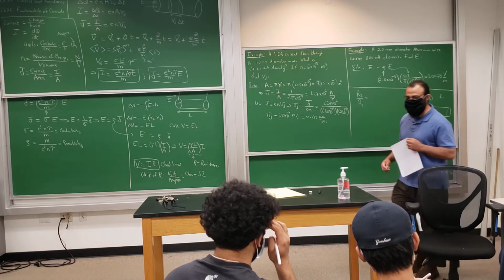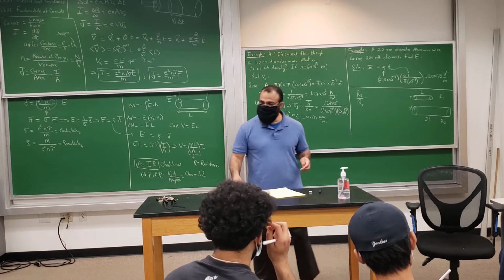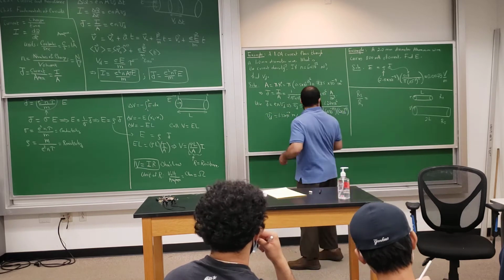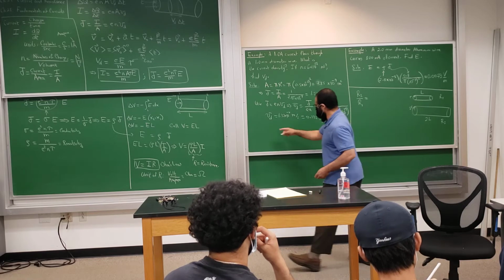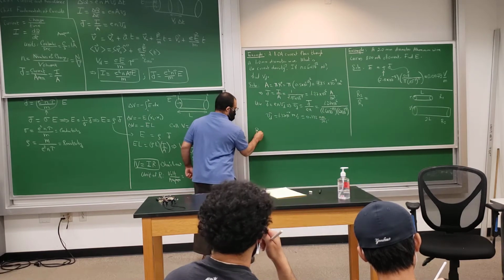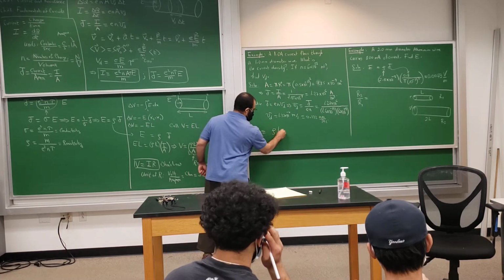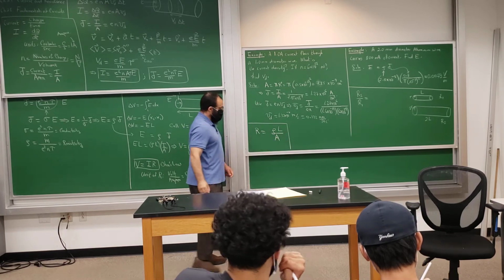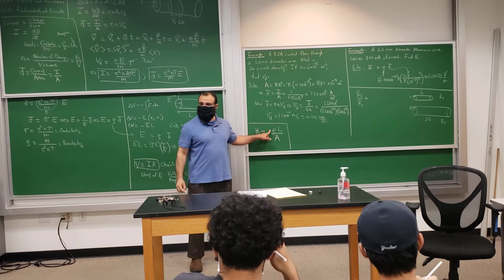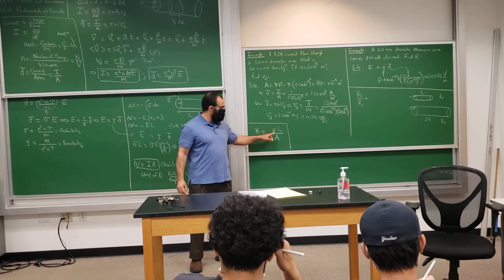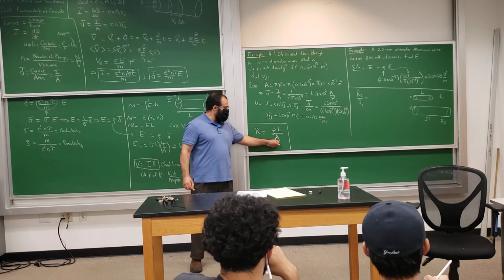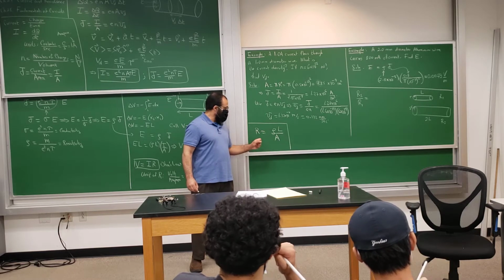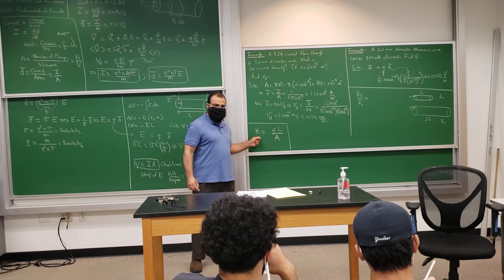Let me write down how resistance is related to resistivity. It's rho times L over the area, right? Rho is the same for both of them because they're made of the same material. And then there's the length of the material and the area. So if L is long, R will be large, and if A is large, R will be small.